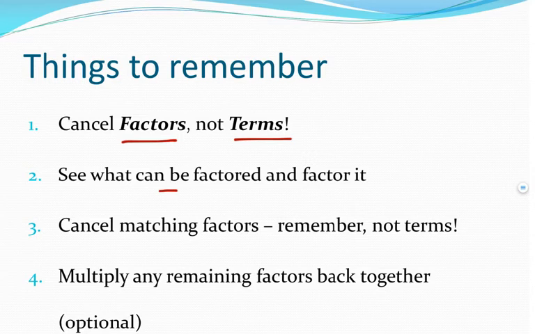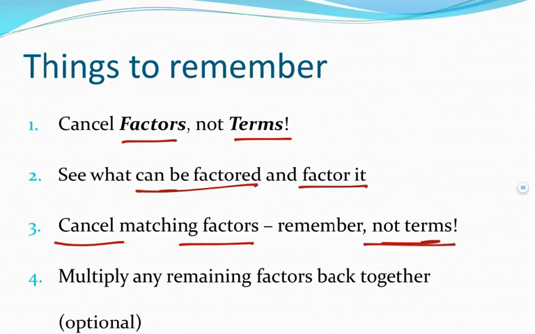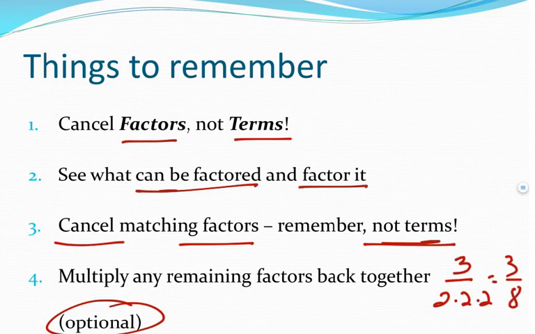You need to see what can be factored and then factor it. So you're going to have to use your factoring skills here. You're going to cancel only factors that match, not terms. When you're all done canceling, whatever you can cancel, you have the option to multiply any remaining factors back together. So on our first example, we had 3 over 2 times 2 times 2. Now, of course, on that, you would want to put 3/8 because it would be silly not to. We'll see some other examples where you can or not.